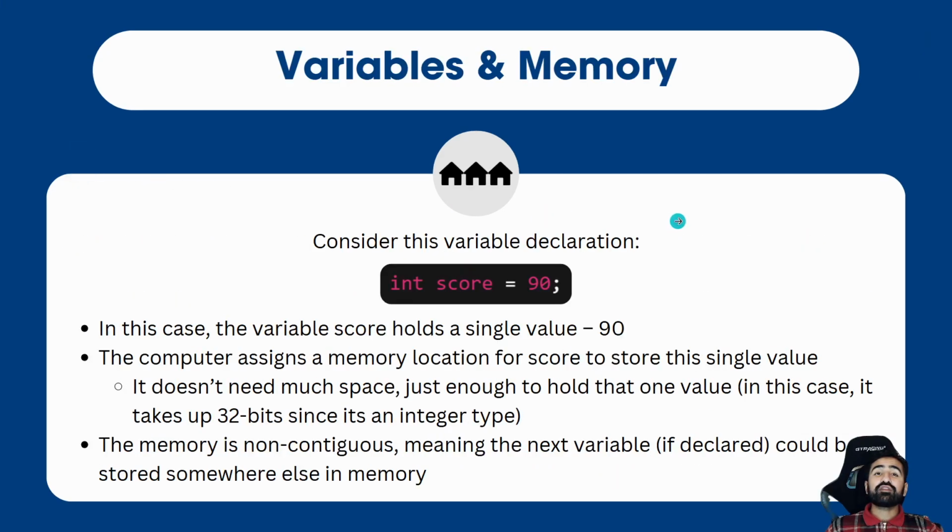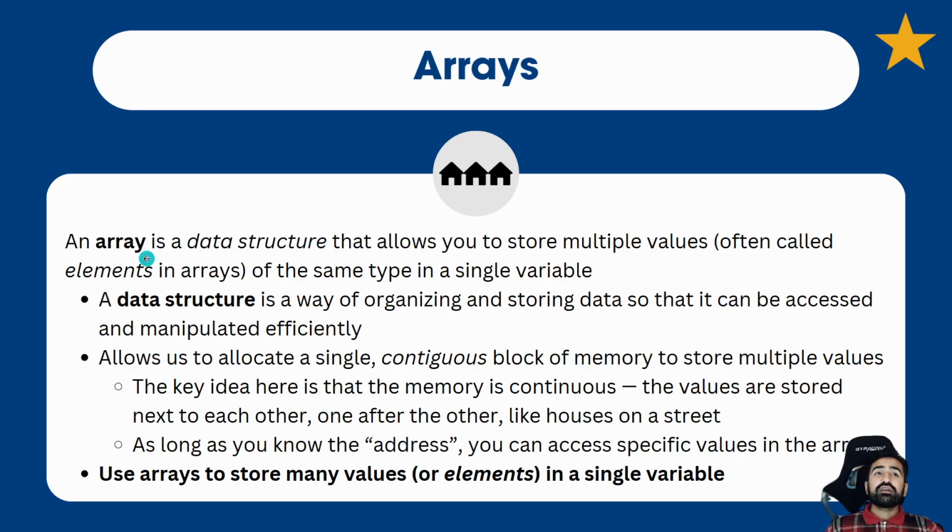Luckily, we have an alternative, and that's arrays. An array is a data structure that allows you to store multiple values of the same type in a single variable. We call these values elements in the array. So what is a data structure? An array is a data structure. Well, we've got to define that too. It's a way of organizing and storing data so that it can be accessed and manipulated efficiently.